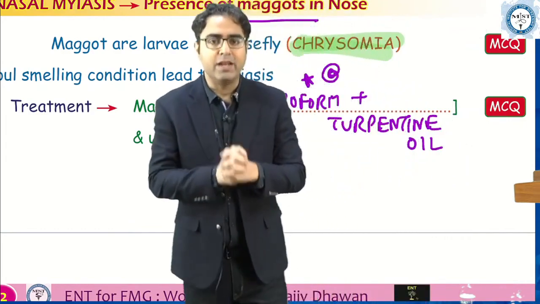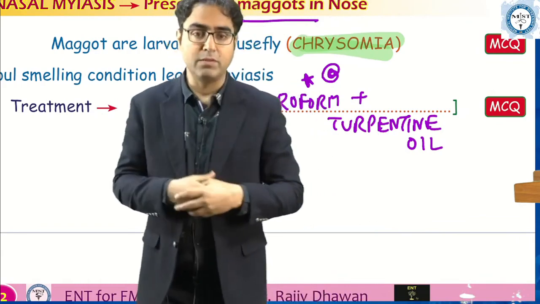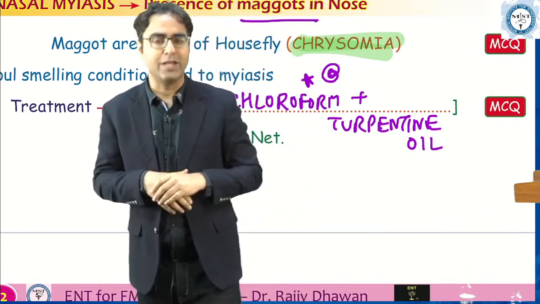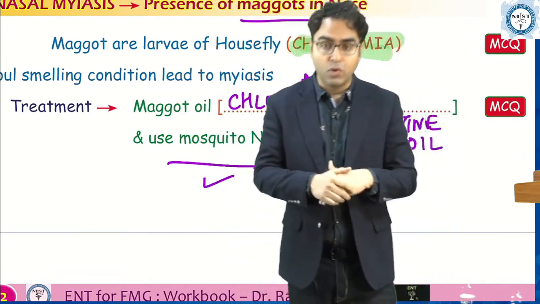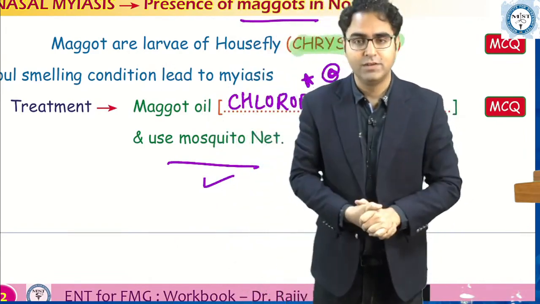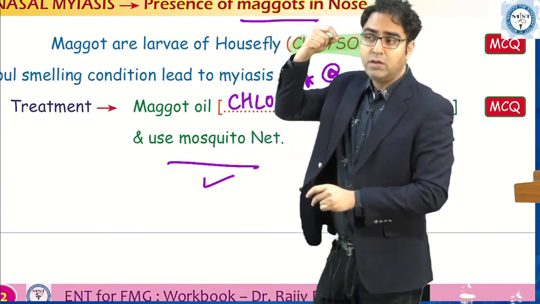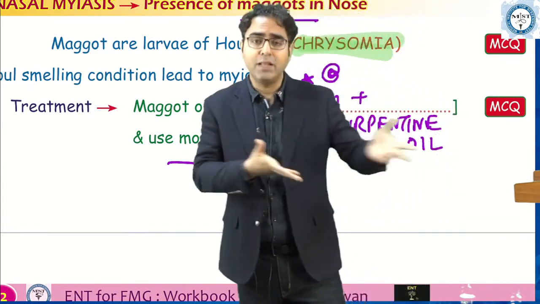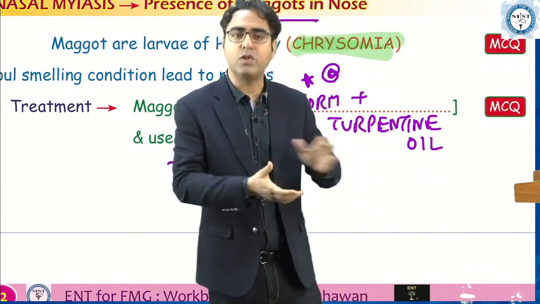Chloroform is the main thing. Oil can be any, beta. Actually, you cannot put pure chloroform in the nose, beta. Why can't you use pure chloroform in the nose? I hope you know chloroform is an anesthetic agent. If you put pure chloroform in the nose to kill the larvae, in an overdose it may kill the patient also, beta.